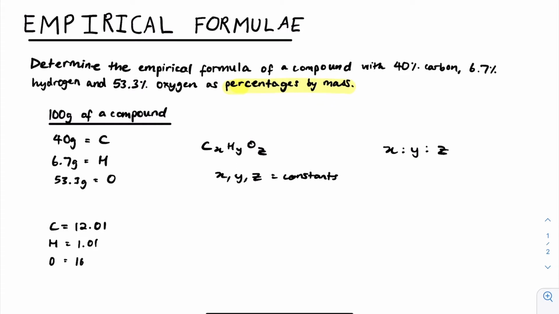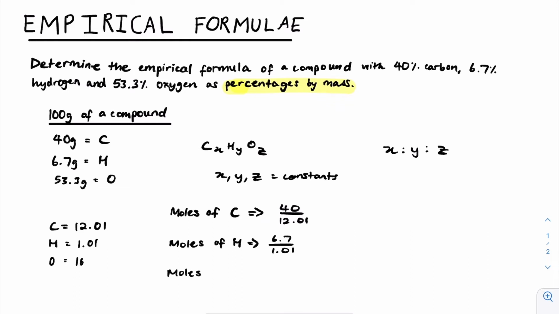So moles of carbon, we're going to express this as moles because mass over molar mass is moles. So moles of carbon is equal to 40 over 12.01. The moles of hydrogen is equal to 6.7 over 1.01, and the moles of oxygen are equal to 53.3 over 16. And now we're going to just do these calculations.